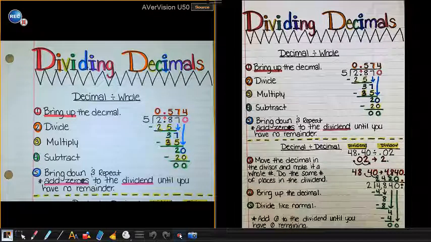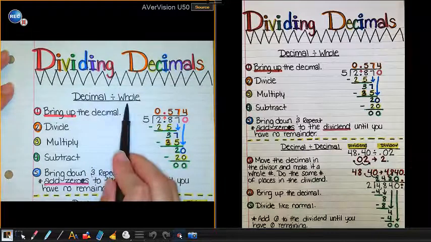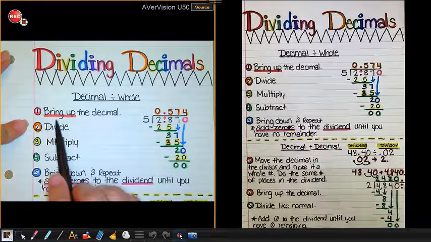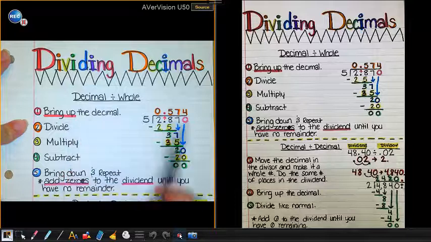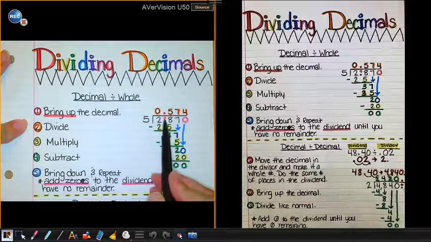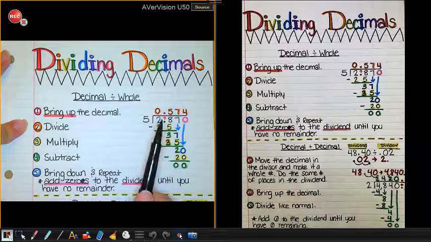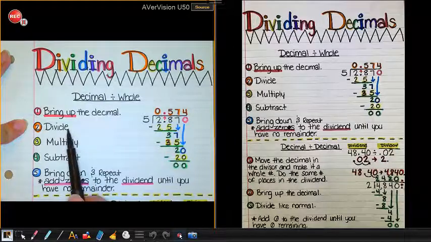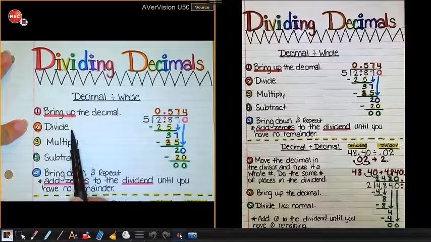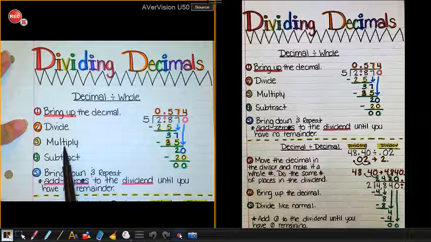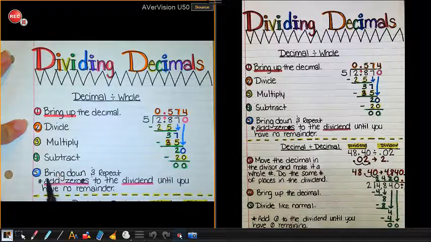So, when you're dividing a decimal by a whole number, the first step is to bring up the decimal, as you see here. Just bring that right on up. Next step is to divide. The third step is to multiply. The fourth step is to subtract. And the fifth step is to bring down and repeat the process.